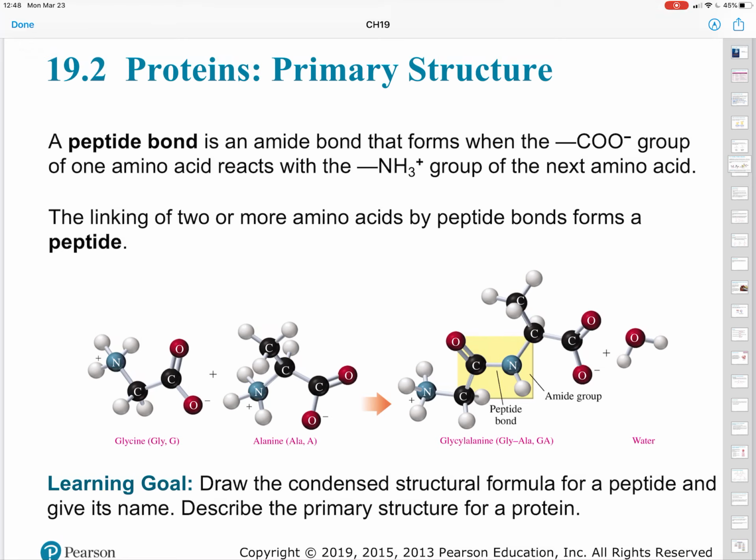Amino acids can link together to form proteins. So a peptide bond is the bond that actually forms between the amino acids, and linking 2 or more together forms a peptide. So you're seeing here glycine's carboxylate and alanine's ammonium group are going to link together. We're going to lose a water. We're actually going to lose this O as well. So all of this right here is going to come out as a water. And we're going to have an amide bond.